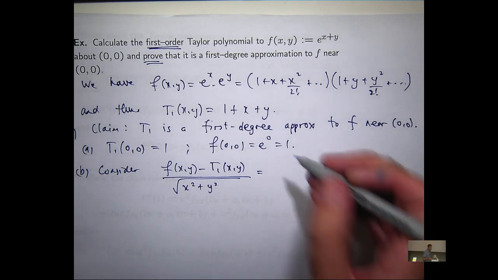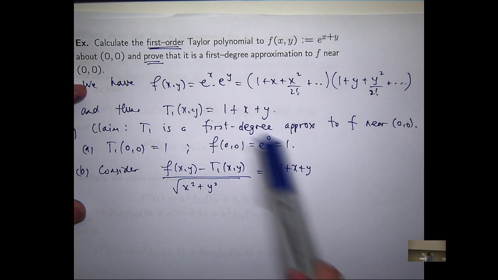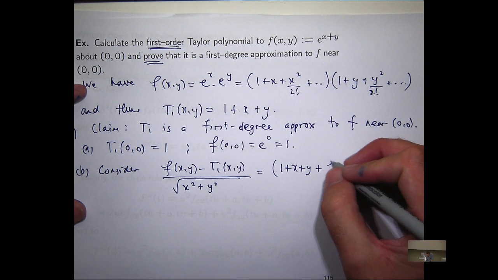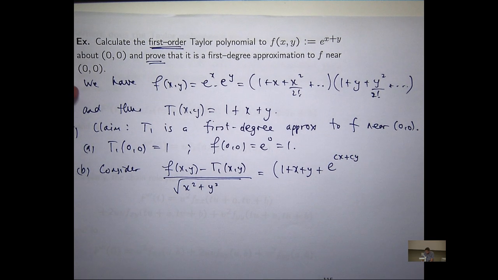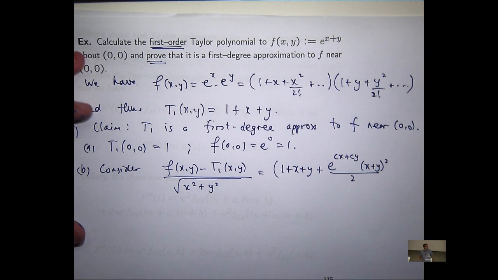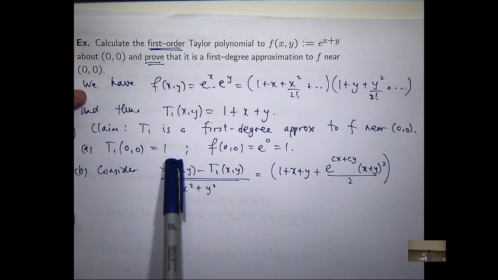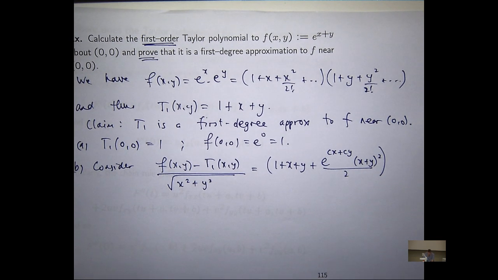So, for this one, I'm just going to write out the T1 that we just calculated, and then I know there's some c between 0 and 1, such that f of x, y is equal to this. That's an application of Taylor's theorem. Okay? Taylor's theorem says, I know that there's some c between 0 and 1 such that f is equal to its Taylor polynomial plus some remainder term. That's the remainder term for this particular function.